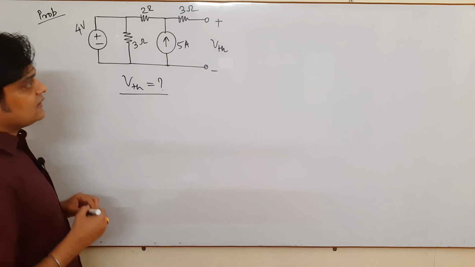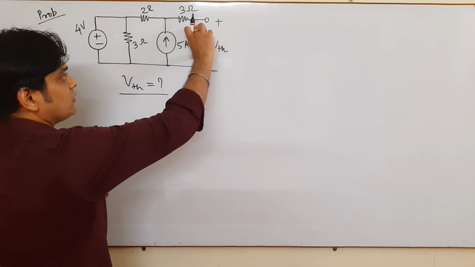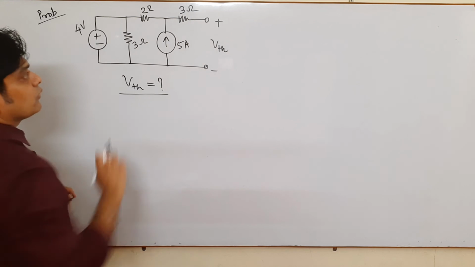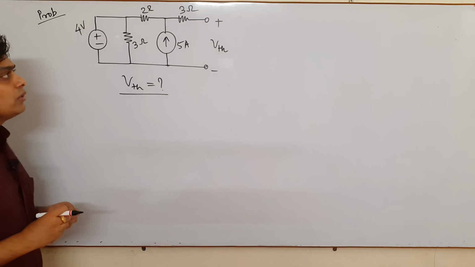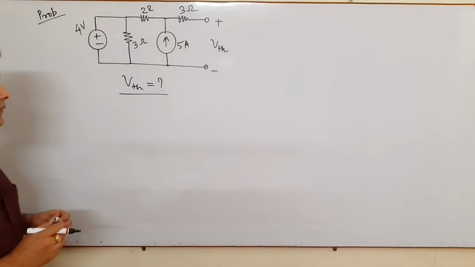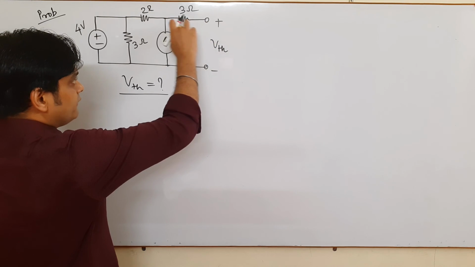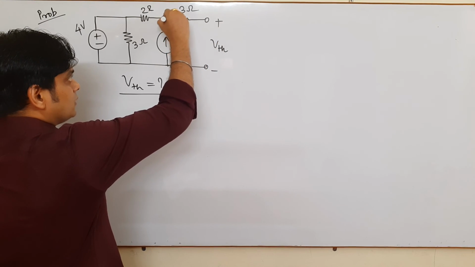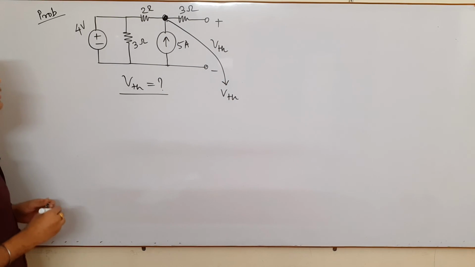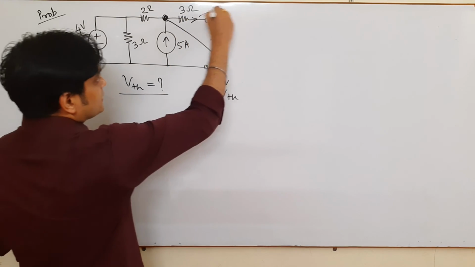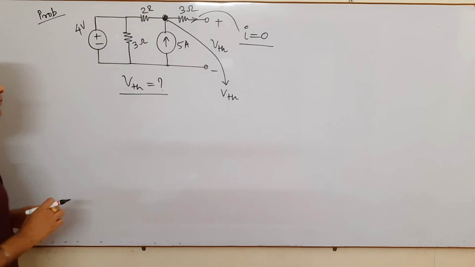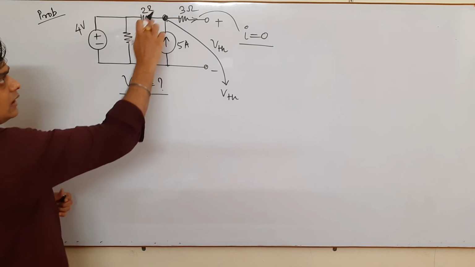So as I said, VTH is what? It is an open circuit voltage across this terminal. Once it is open circuit, that means no current will flow here. Very important thing. Now the question is how you find the value of VTH. If no current will flow here, what is the voltage at this node? The voltage is VTH, because in this branch the current is 0. So the potential at this node is VTH.